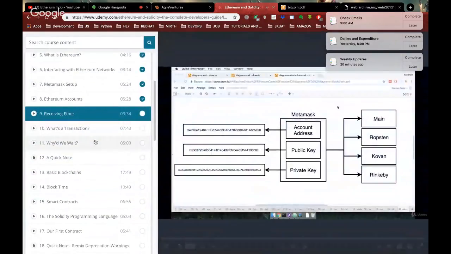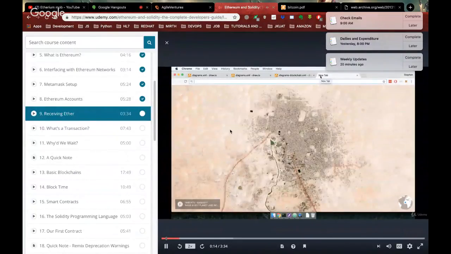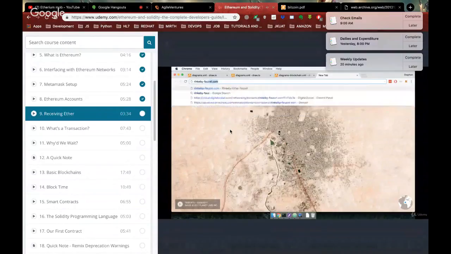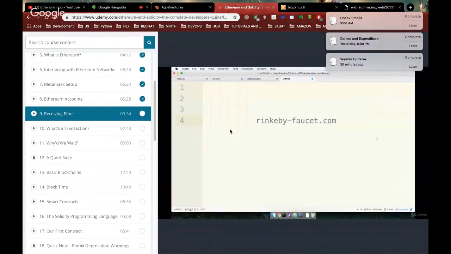Now that we've got a better idea of how MetaMask handles accounts, we're going to get some experience in sending and receiving Ethereum coins. To do so, I'm going to open up a new browser window, and I encourage you to do the same thing as well. In this new window, I'm going to navigate to the faucet website, and I'll put the URL right here so you can read it easily.